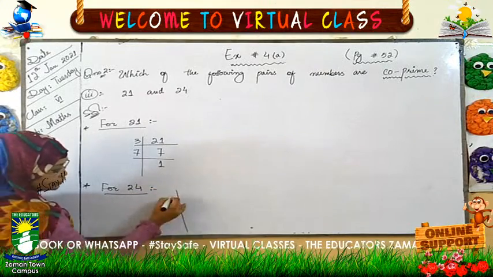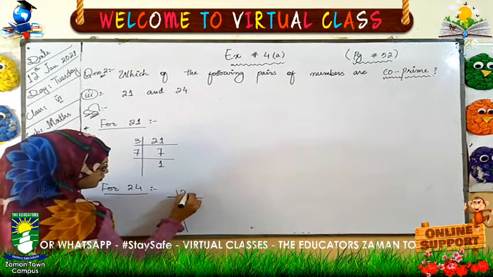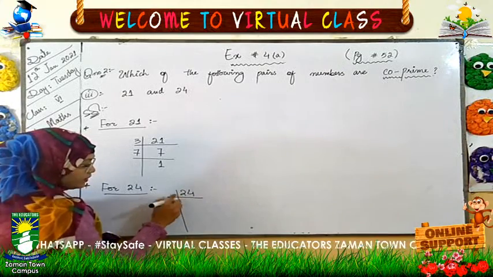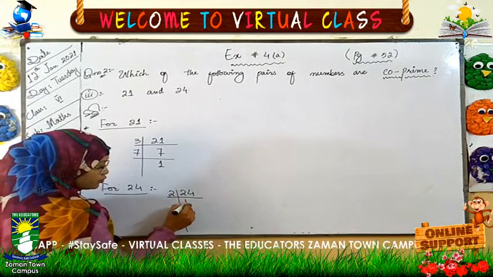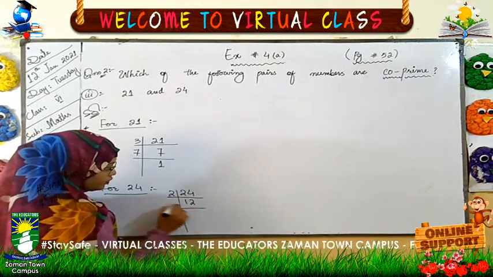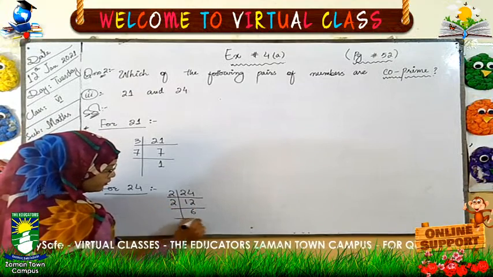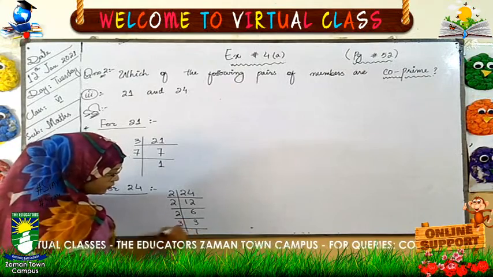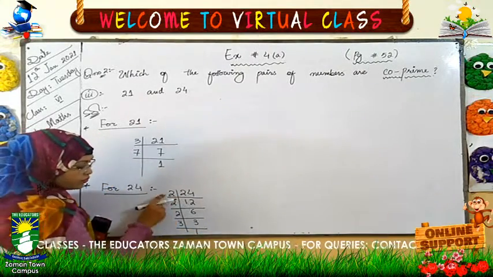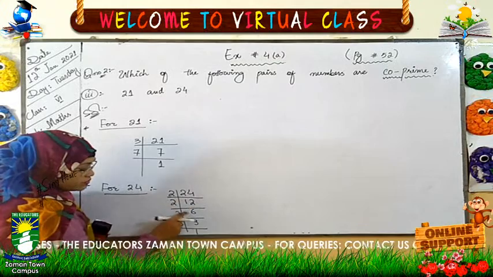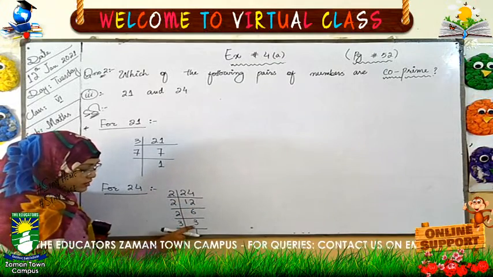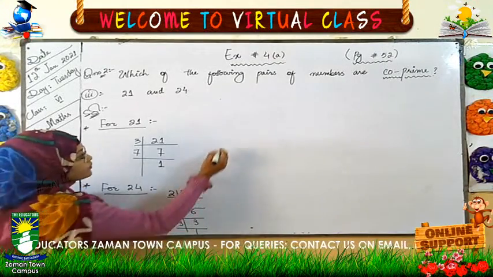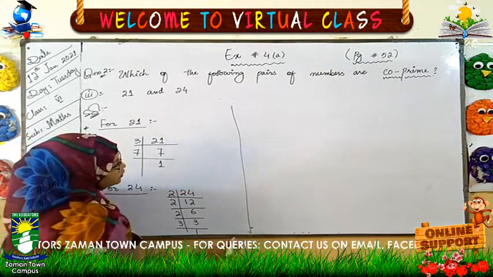We will find out the factors of 24. As it is an even number, we will start from 2. 2 ones are 2, 2 twos are 4, 2 sixes are 12, 2 threes are 6, and then 3 ones are 3. Now what do we have to do?